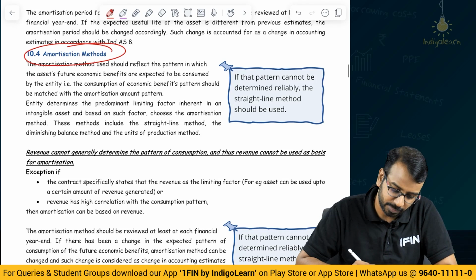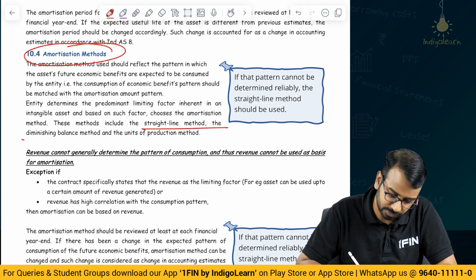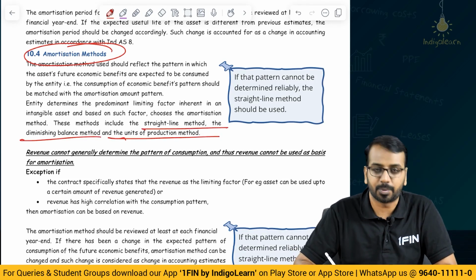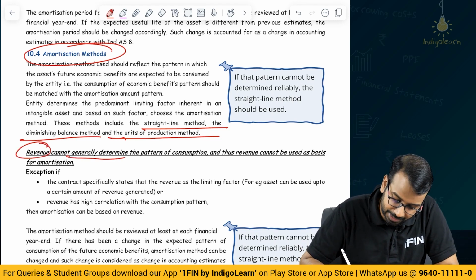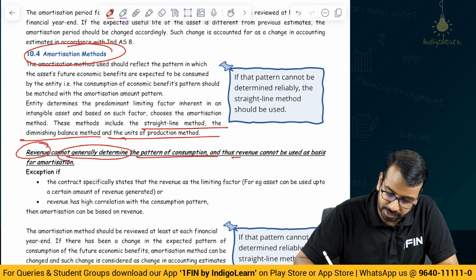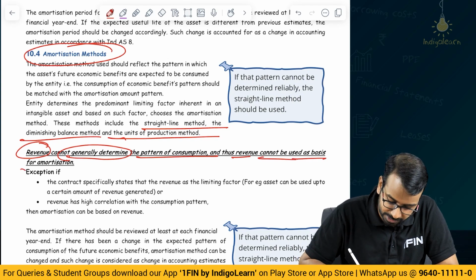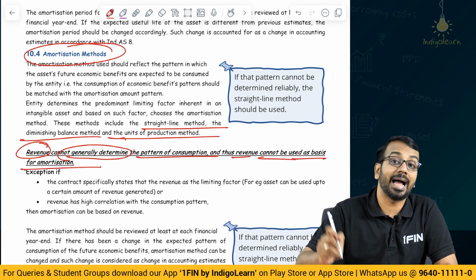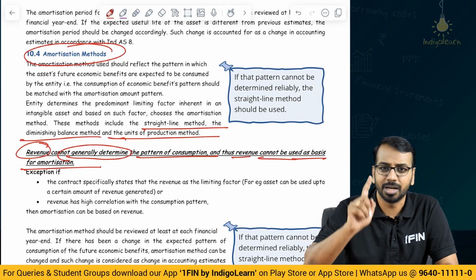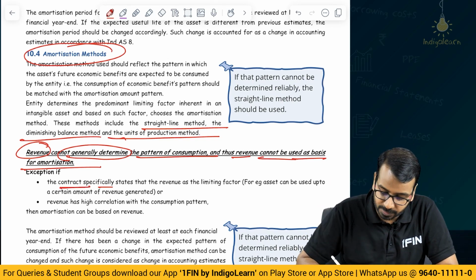Then as far as amortization methods are concerned, you can use the straight line method, the diminishing balance method, or the unit of production method. One very important thing you have to keep in mind is that revenue generally cannot determine the pattern of consumption, and thus revenue cannot be used as a basis of amortization. So generally revenue will not be used as a basis of amortization, but there is an exception when the contract specifically states that revenue is the limiting factor.